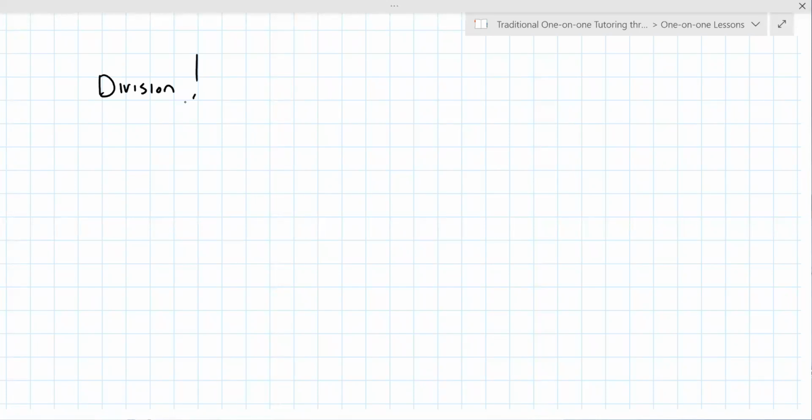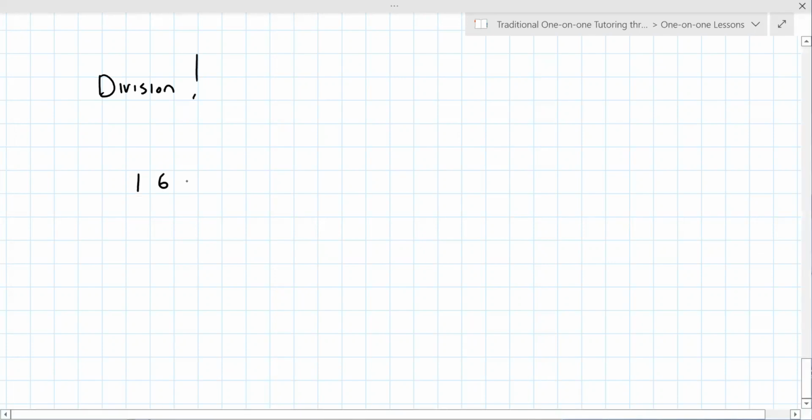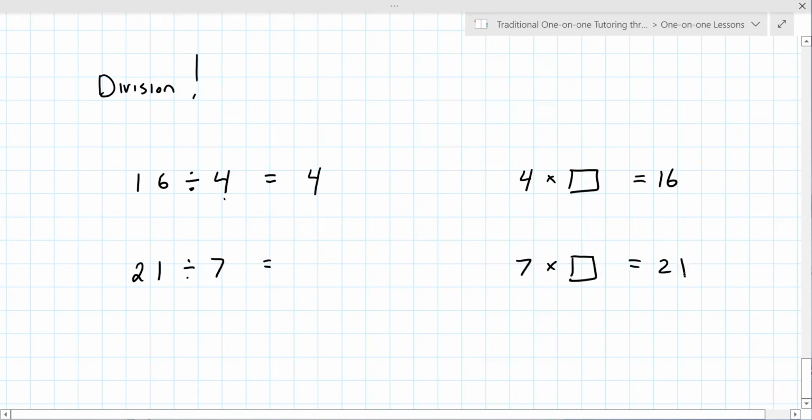Yes. Okay. So let's do some division problems. Now, we've talked about some problems like this, like 16 divided by 4. Do you remember what the result is of 16 divided by 4? Yes. What is that? 4. It's 4. And the reason is that 4 times the missing number equals 16. So we can do other problems like, what is 21 divided by 7? And what that really is saying is 7 times some number is 21.